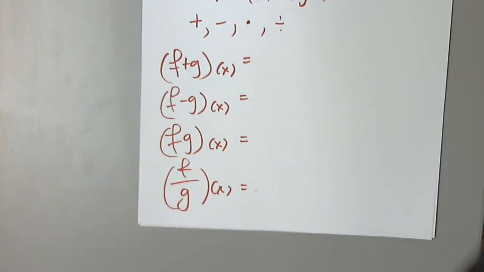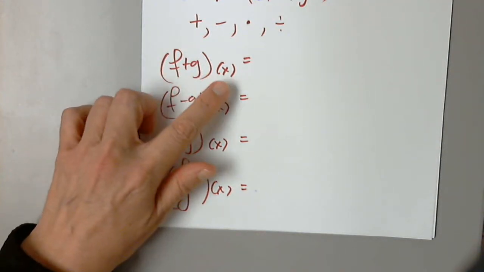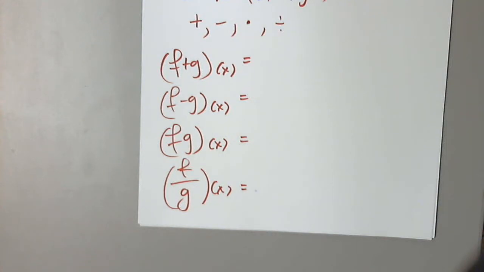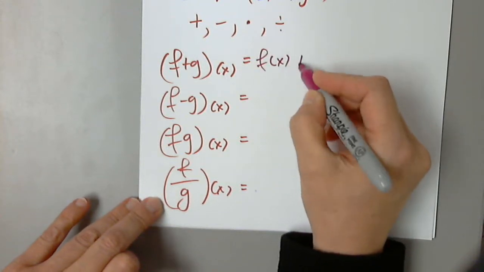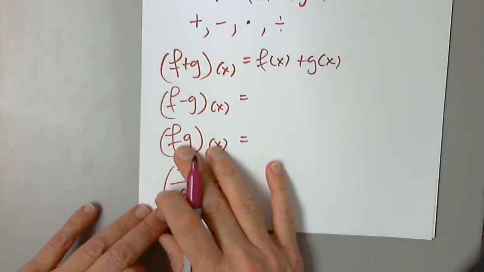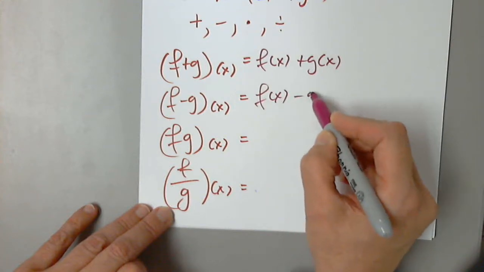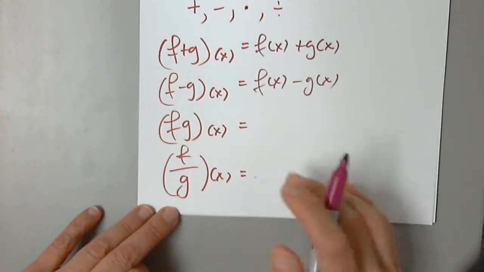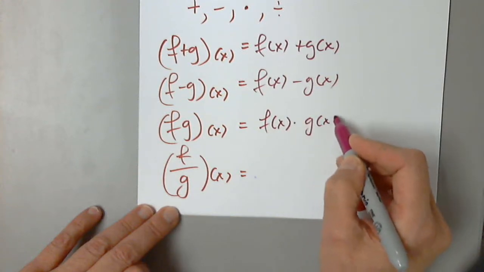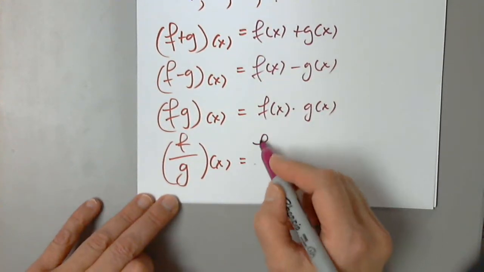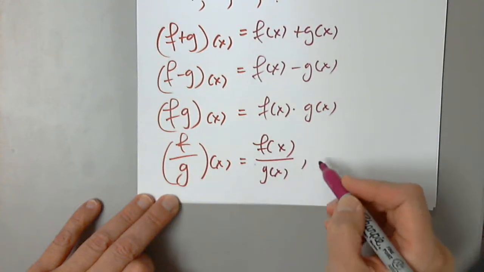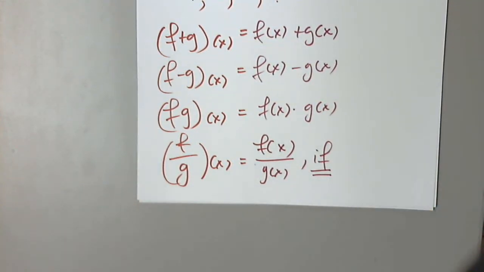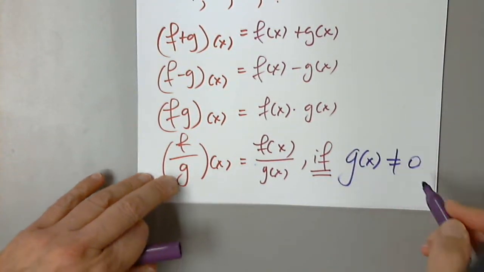I know you've seen this before, many times before. Okay, so this is called f plus g of x. What do you think it would equal to? Common sense. Good. What about the other one? The next one? That's it. What about the next one? Awesome. What about the last one? Awesome. However, this one comes with an if. Great job. Of course, if g of x does not equal 0.